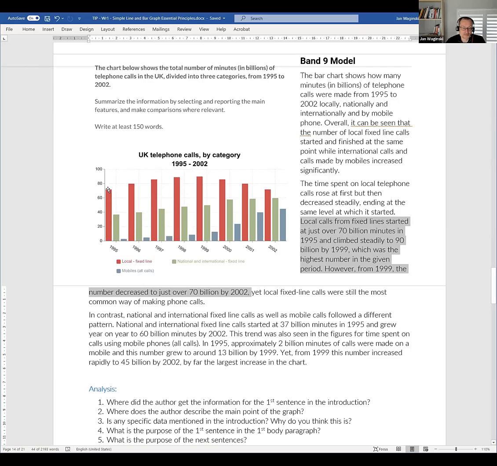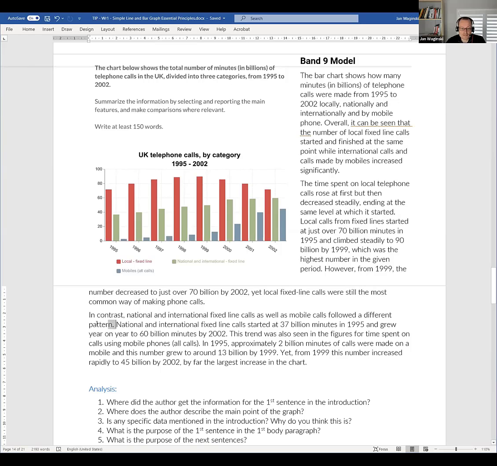Notice the author just talks about the starting point, the peak, and the end point. You don't need to mention all the intervening values if they occur in a smooth line. There's no value in talking about 96, 97, 2000, 2001. It's a very smooth pattern. Okay. And even though it decreased, the author wanted to point out that local fixed line calls were still the most common way of making phone calls in 2002, despite the decrease.